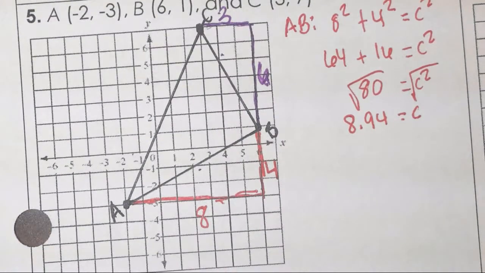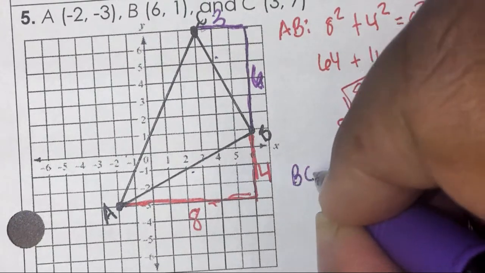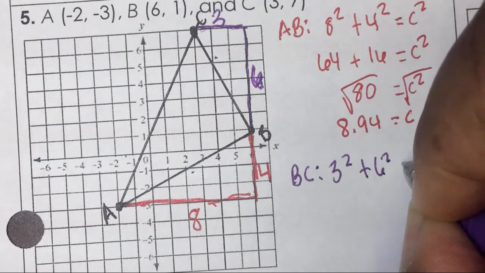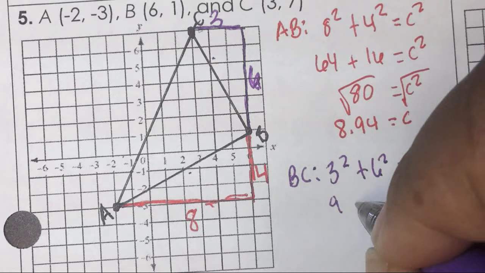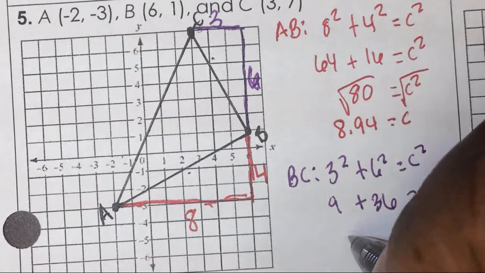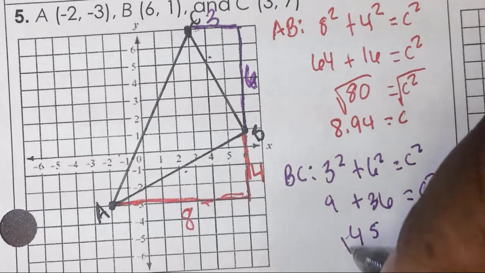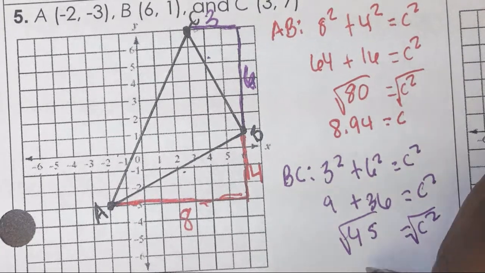Let's see. BC, 3 squared, 6 squared, c squared. 9, 36, c squared, 45, square root. It gave me 6.7 for this one.